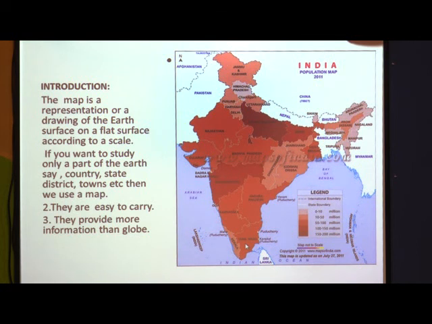So what is an atlas? An atlas is a book which contains different types of maps. All the maps, of all the countries of the world, rivers, forests, rainfall, population, etc., whatever we want, when they are bound together, form a book which is called an atlas. So an atlas is a book that carries different types of maps.